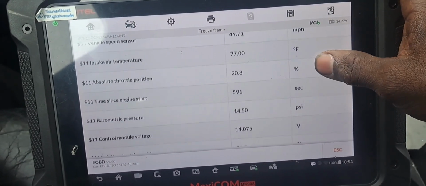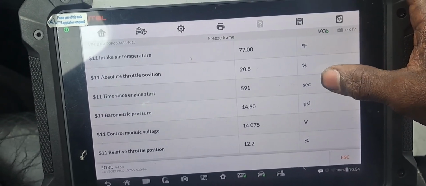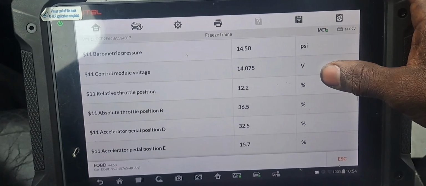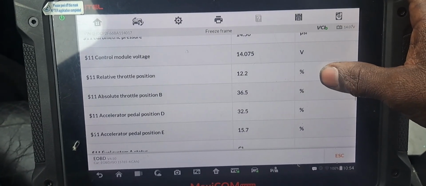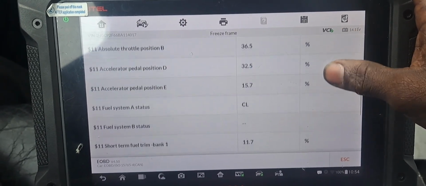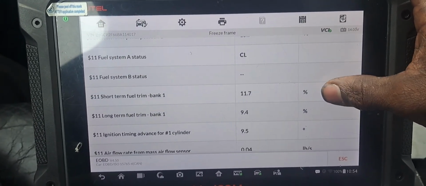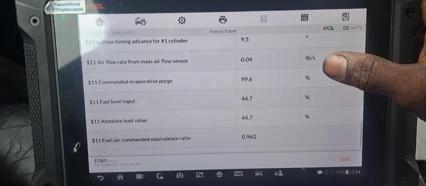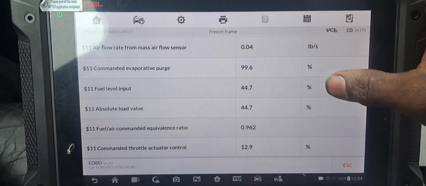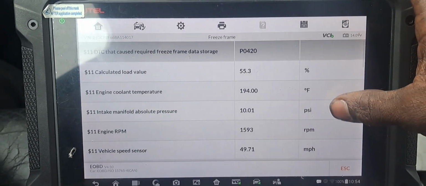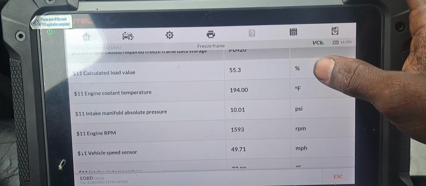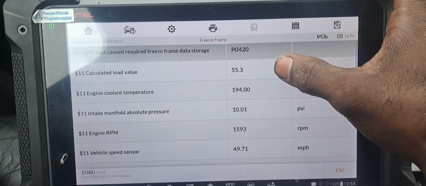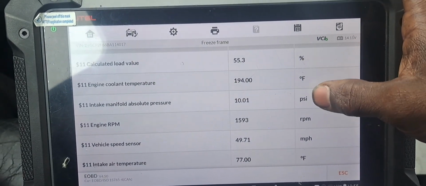So nothing's crazy. This is the freeze frame data here, it just tells you the setting conditions for when it saw a fault, and you can pretty much just get an idea. Catalytic converter monitors typically come about when you're cruising, like on the highway, above 45 miles per hour. Let's see, we'll go back here. I'm just scrolling down. So we got P0420, 55% calculated load. So we were definitely moving.